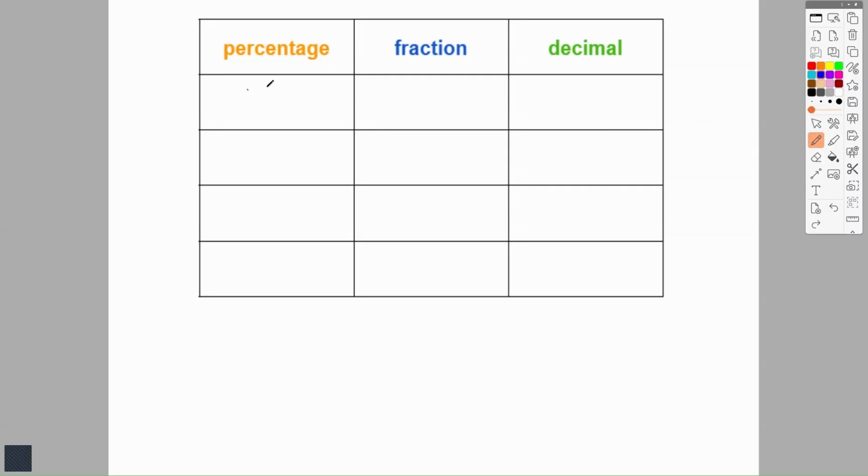Hello again. So let's take an example. If we have 50%, this is in a percentage form. And we all know that 50% is actually half, 1/2, which is 0.5. We know that because half is a common fraction. So let's take an example of another percentage like 70%. How do we convert this into different forms?